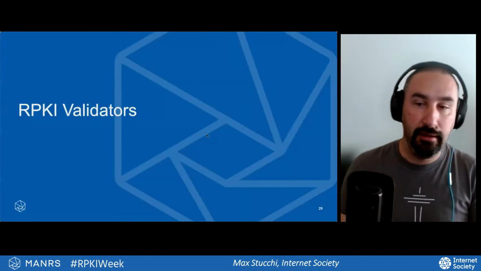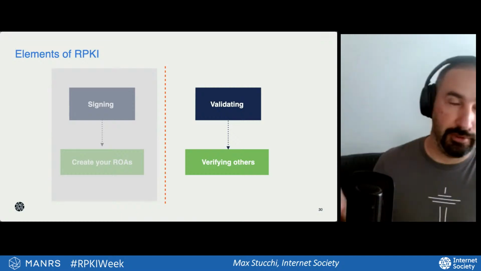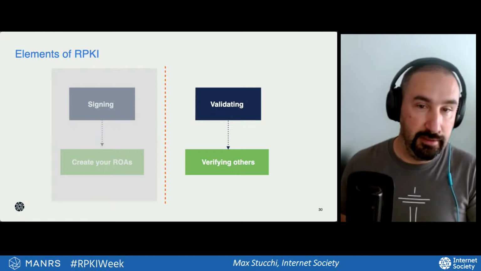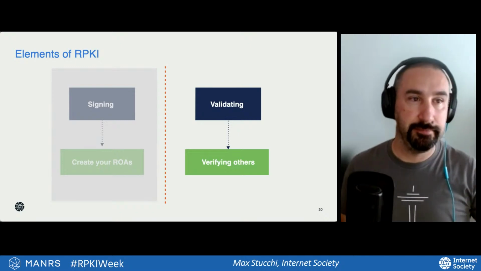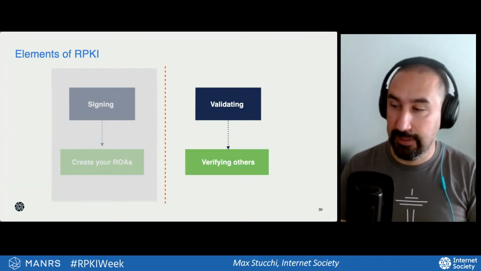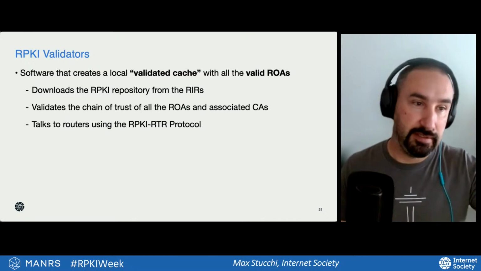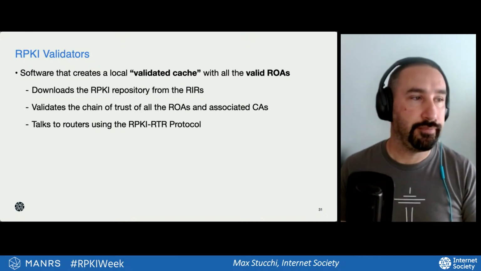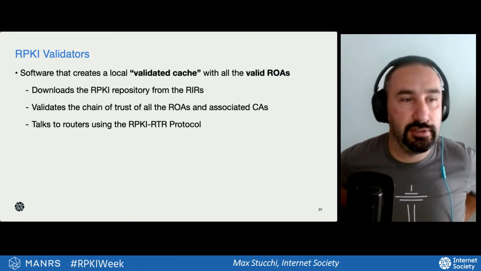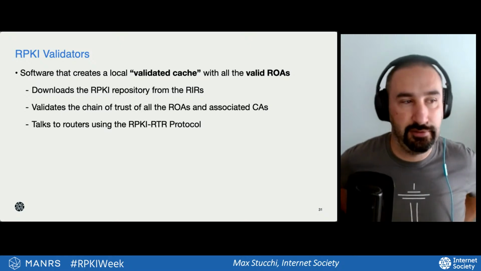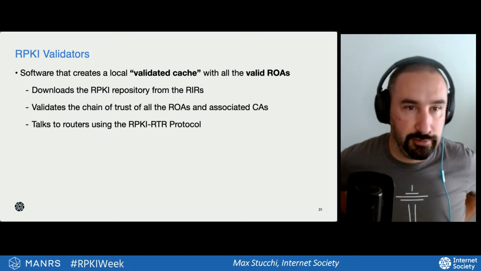Perfect. So, RPKI validators. We're now looking at the other side of RPKI: the validation. We're taking the data that other people have provided with the signatures and verifying the truthfulness of BGP announcements. We have two building blocks: the validators and the validating action. Validators are a special kind of software that creates what is called a validated cache with all the valid ROAs, which are then called VRPs, validated ROA payloads.